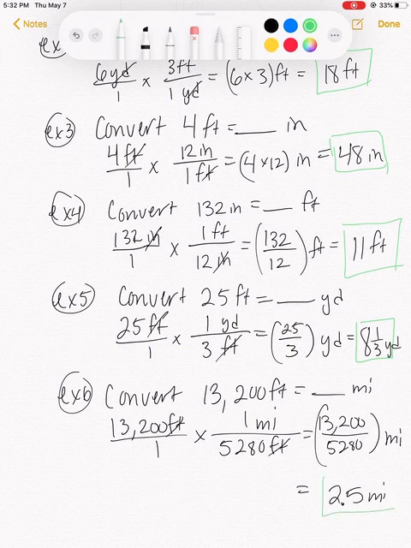So there are some conversions, and a bit of history on the U.S. customary system.